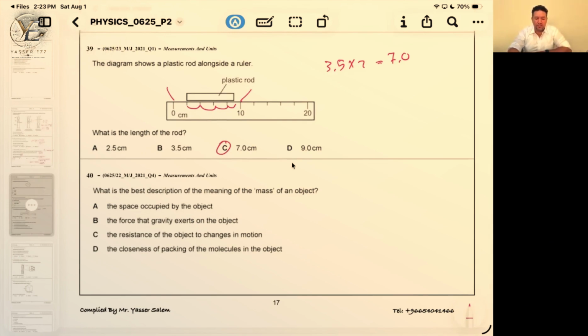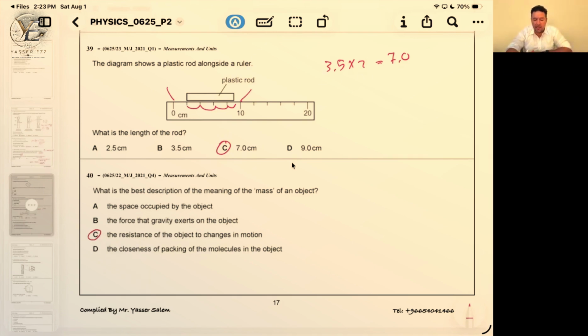What is the best description of the measuring of mass of an object? Mass of an object is the amount of matter in an object. Or we can define it as the inertial mass, the resistance of the object to change its motion or to changes in motion. So the correct answer is letter C.